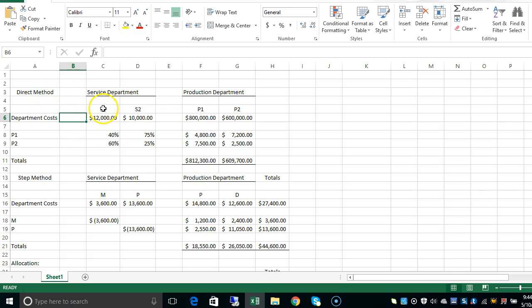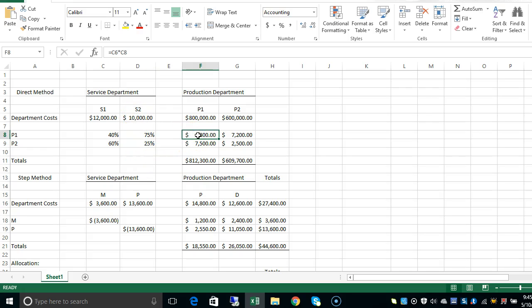So in this direct method, for service department 1, 40% of its costs are used by the production 1 department, and 60% of S1's costs are used by the production 2 department. Production 1 uses 75% of service department 2, and production 2 uses 25% of service department 2.